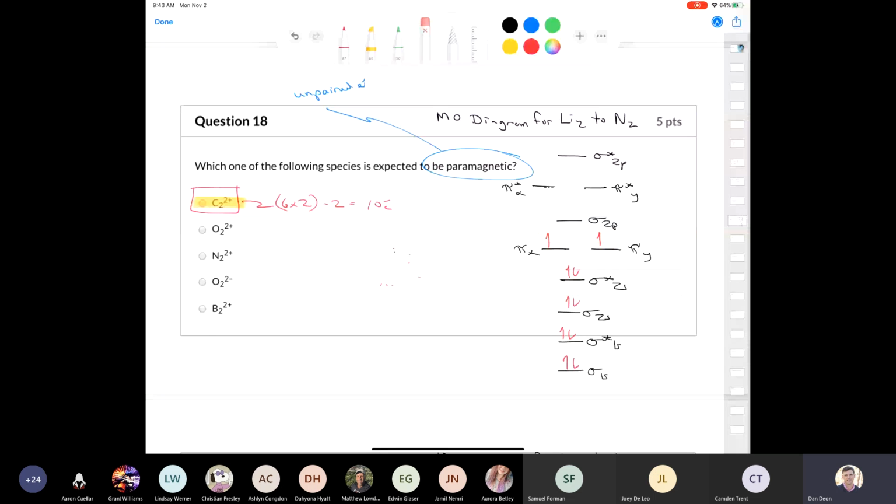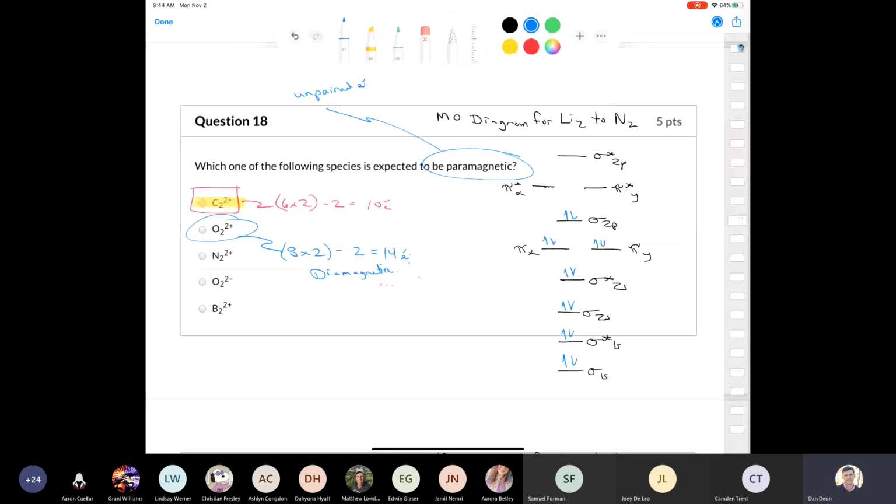Let's just try the O2 2+, and I'll show you that all of the electrons will be paired up. So oxygen has a total of 8 electrons. 8 times 2 is 16, and 16 subtract 2 is equal to 14 electrons. Let's fill it up: 1, 2, 3, 4, 5, 6, 7, 8, 9, 10, 11, 12, 13, 14. Again, you see that everything here is paired up, and so this would be diamagnetic. It is actually not going to be attracted to a magnetic field. Rather, it will be repelled slightly.